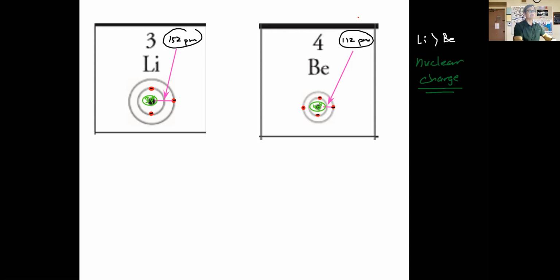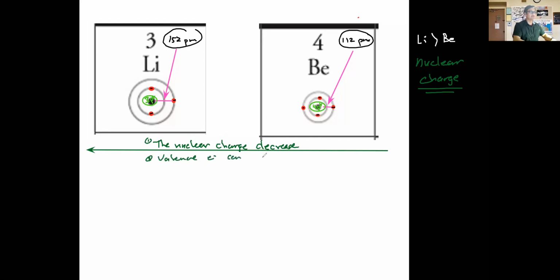So with that said, the period trend can be explained because as we go towards the left in a period, the nuclear charge decreases, and as a result, valence electrons can move further away. And that is the reason why we see an increase in the size of the atom as we move towards the right in a period. Okay. All right. Please make sure you understand that.